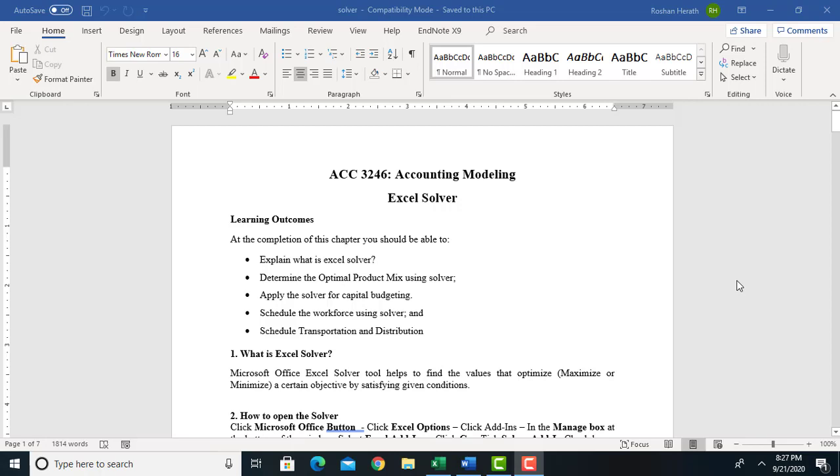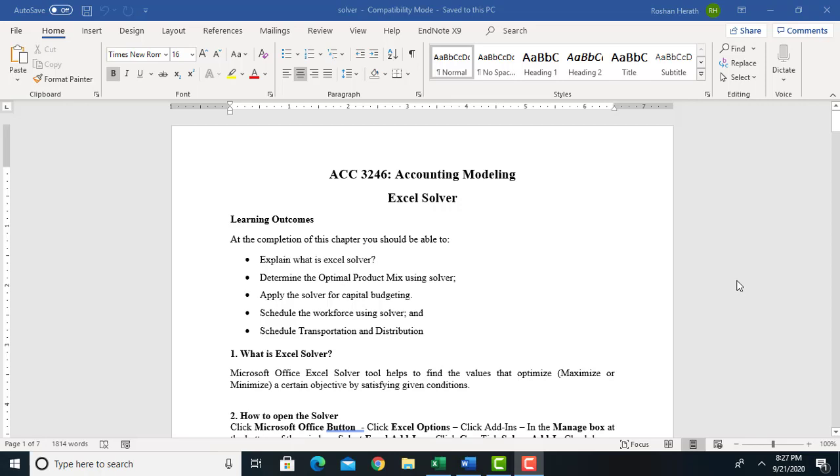The first application we'll be discussing is determining the optimal product mix. In fact, while you were in your second year, under the management accounting course, you did the limiting factor analysis. So this is simply an extension of the limiting factor analysis.